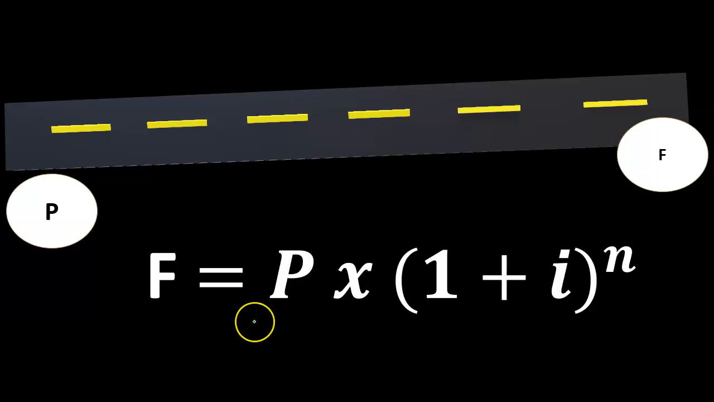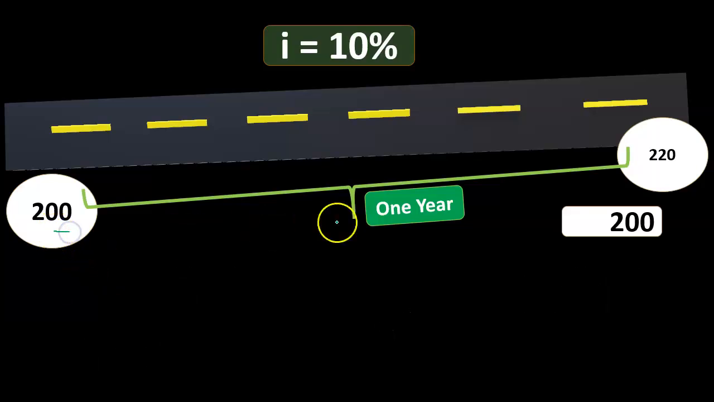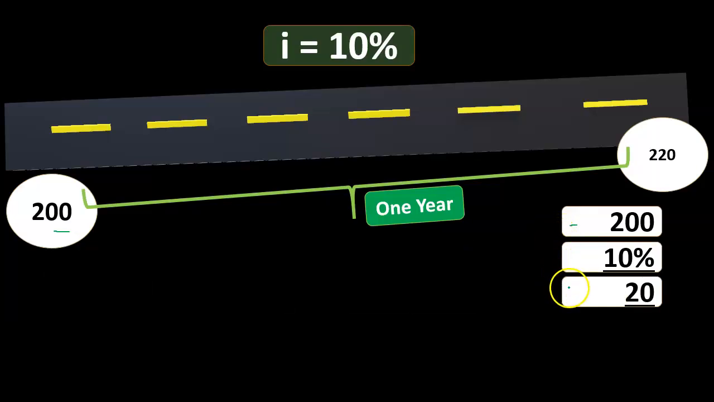Formula being F equals P times 1 plus I, or interest rate, to the N, or the number of periods. For example, if we consider our time frame to be 1 year, so we have $200 here, what's it going to be in 1 year, or what's the future value at a rate of 10%? F equals, or future value equals, the 200 times 1 plus 0.1 to the N, or 220. We can also consider the calculation in this format. If we start off with $200 and we say times 10%, 200 times the 10%, it's going to give us $20. The 200 plus the 20 will give us that 220 at the end of this time period.